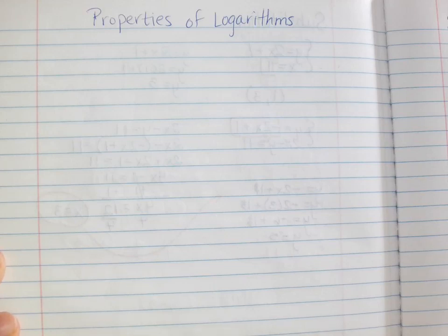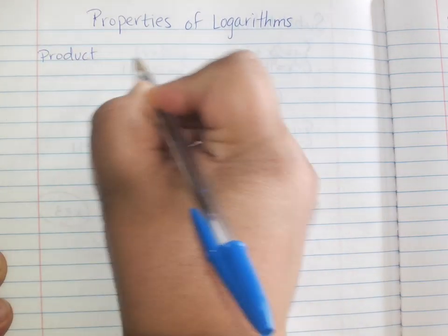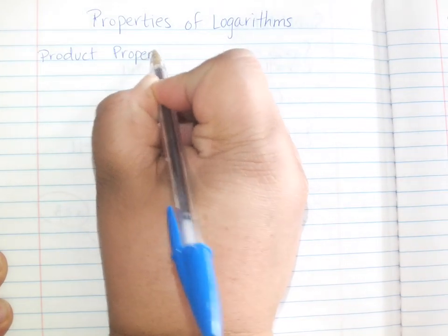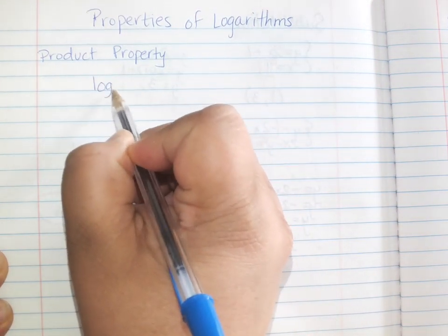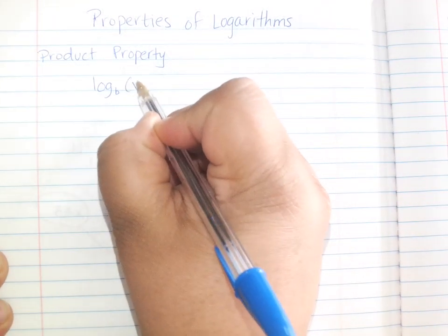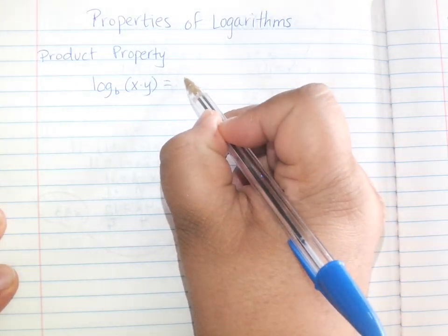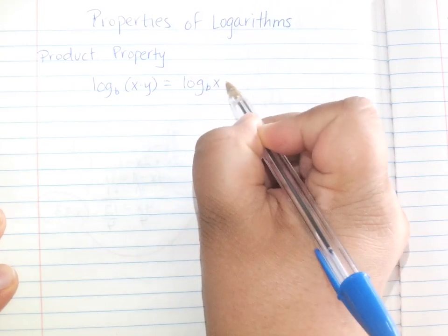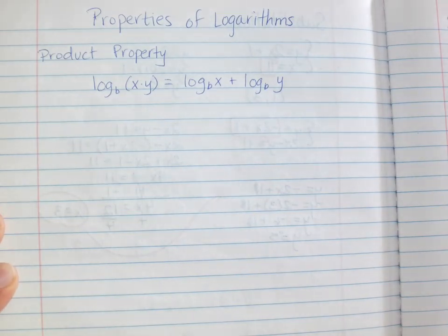Hi everyone, we're going to talk about the properties of logarithms. So we're going to go through 3 of them. The first one is product property. Product means to multiply. So if you have 2 terms being multiplied, let's say x times y, we can actually break this up into 2 of them. And they would still have the same base.